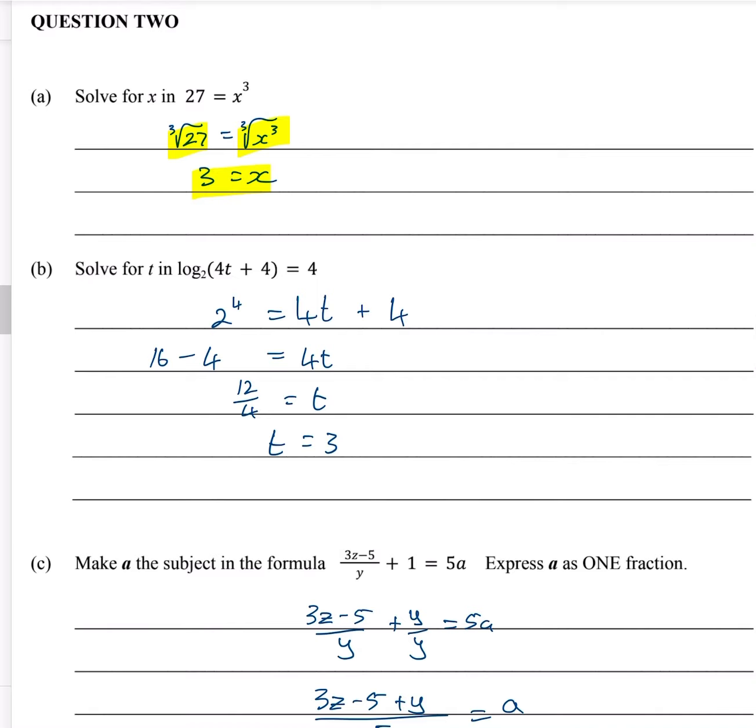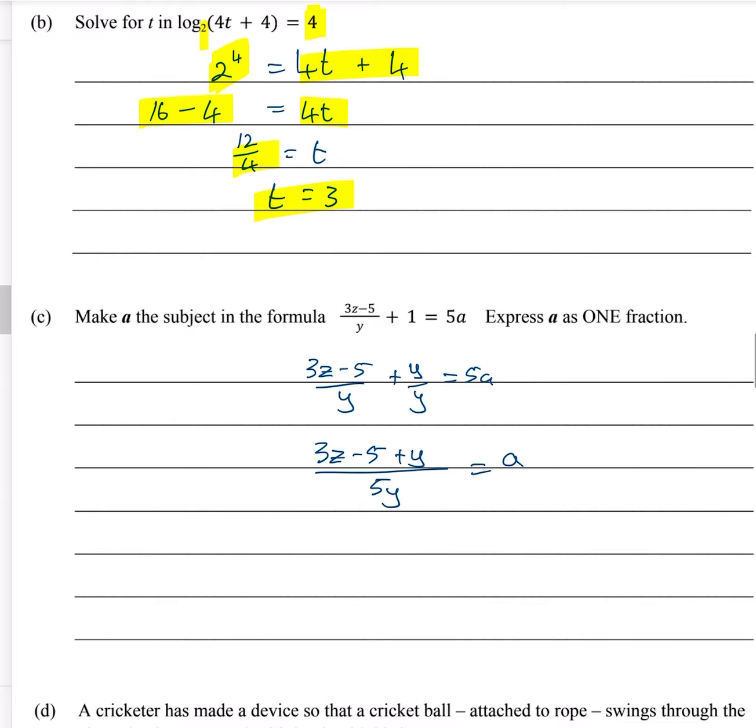This one here, the power is 4 and the base is 2, so we get 2 to the power of 4 equals 4t plus 4. So change side, change sign, divide by 4, t equals 3. Express this as one fraction, make the 1 times it by y over y, and so you get 3x minus 5y over that, then divide by 5, so this 5 on the left-hand side becomes underneath there.